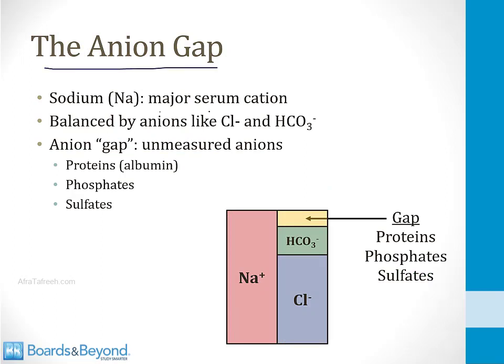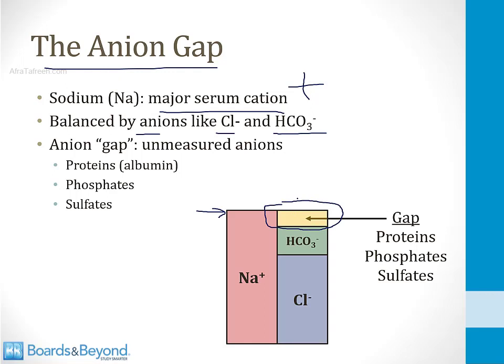Sodium is the major cation in the serum, meaning it's the major positively charged molecule that you find in plasma, and it is balanced by anions, which are negatively charged molecules like chloride and bicarbonate. All positive charges in the plasma are balanced by negative charges. The plasma does not have a net charge of either a positive or negative value. So if you look at the bottom of the screen here, in human plasma you find sodium of a certain level, like I've indicated here in red. It's balanced by chloride and bicarbonate and then by a bunch of other things, and those other things are what makes up the anion gap.